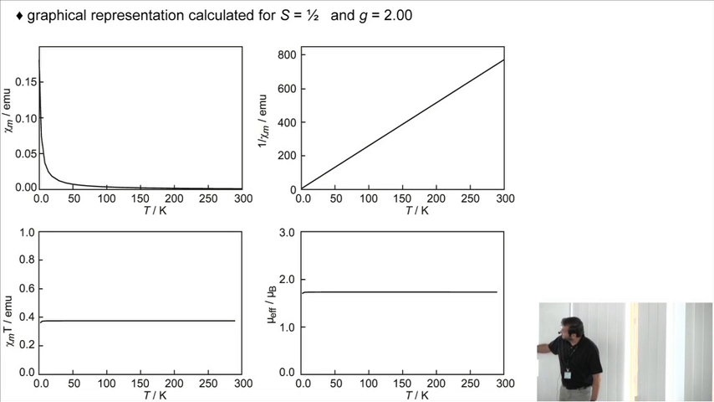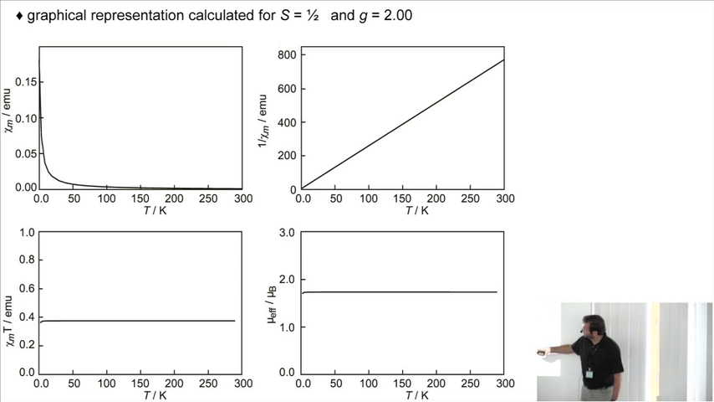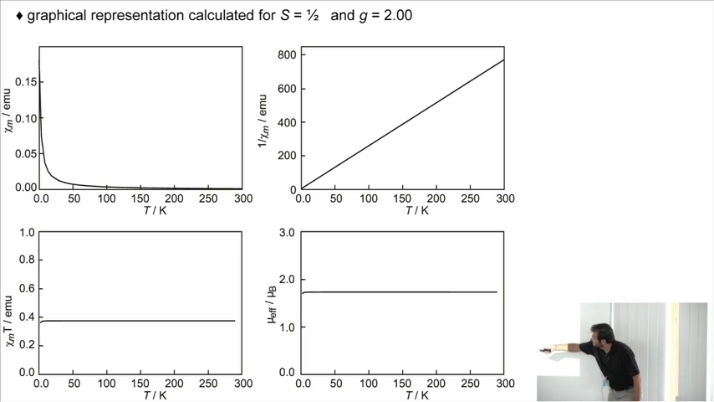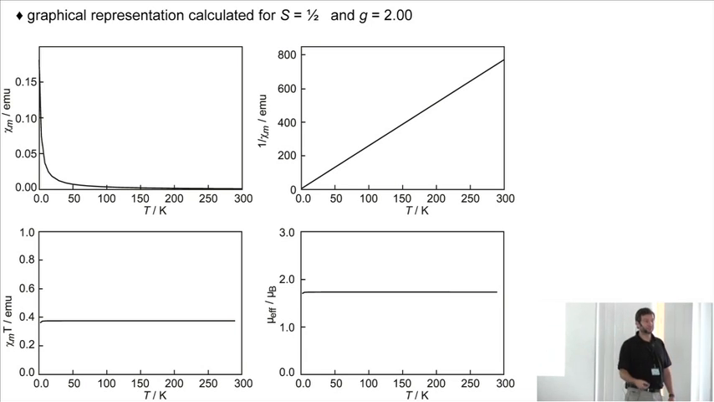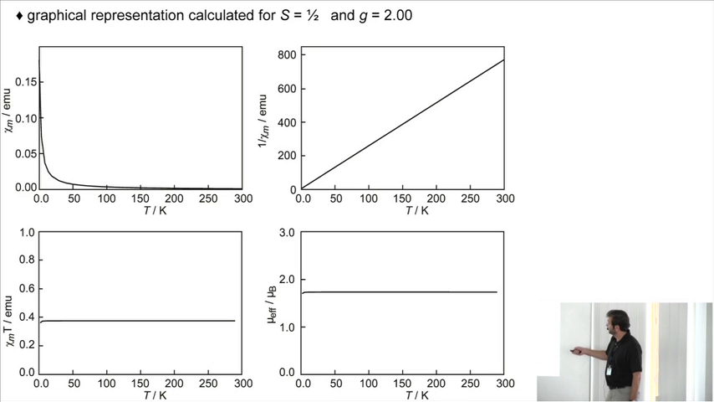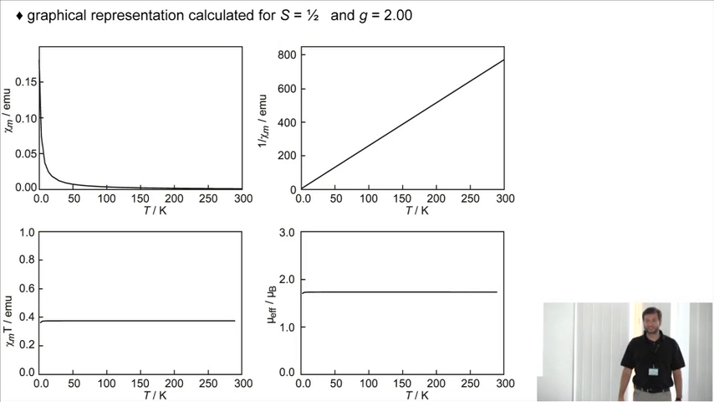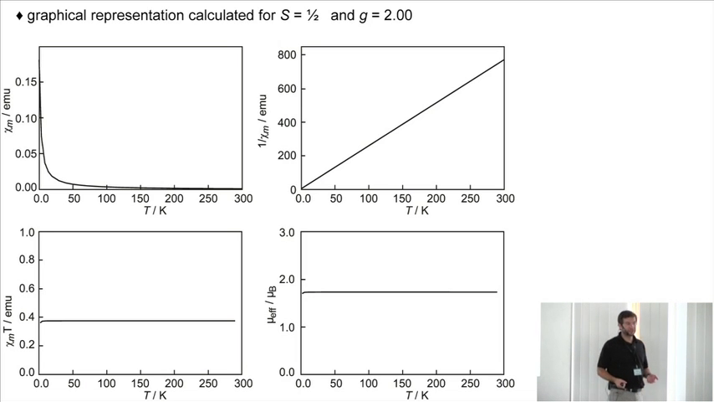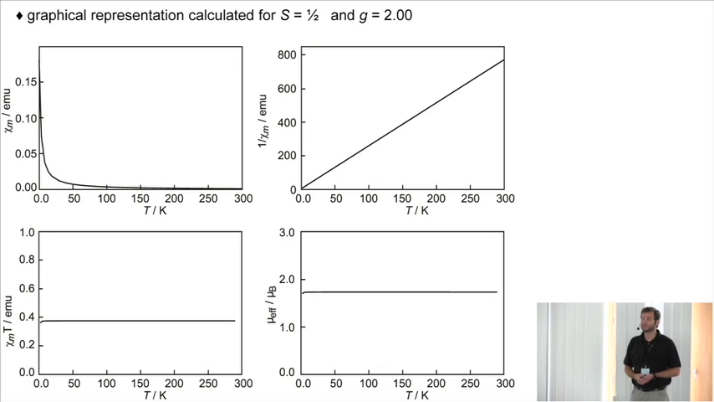Because now, if I plot chi m times T versus T, I have a straight line with no slope, and I can directly see from the y-intercept a value which is now characteristic for my system. And you can also use the mu effective. It shows the same kind of behavior, because mu effective is nothing else than 2.828 times the square root of chi m T. Again, there are two families in the molecular magnetism community. One family says you have to use mu effective, and the other says you have to use chi m T. There is nothing wrong with using this or that.